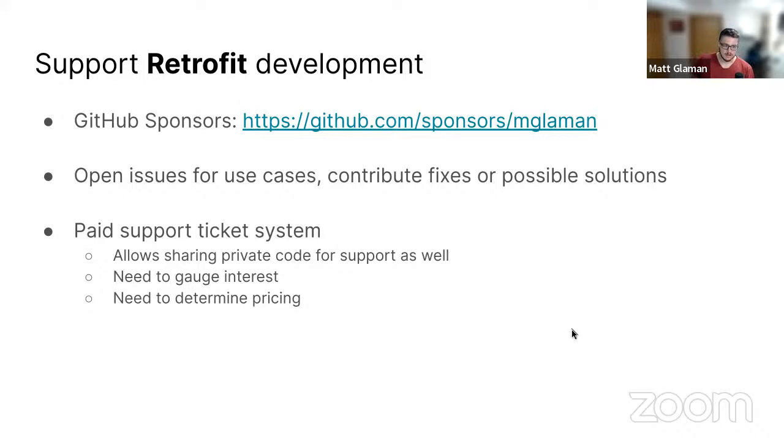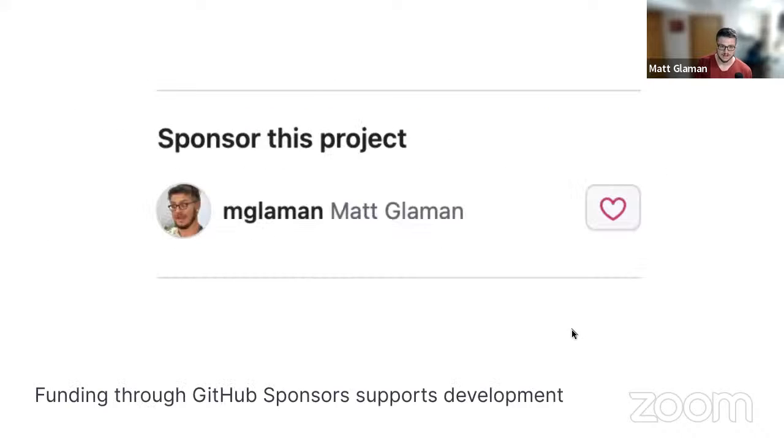I have also thought of doing a paid support ticket system. Haven't yet because I haven't gotten feedback on it, but the idea would be, on top of GitHub or beyond GitHub, a private ticketing system so you could share private code or specific requests. I need to gauge the interest and determine pricing on this, but that would be one way to fund development of Retrofit, but also give back to people who are funding it and help them advance on their project. Oh, there's the GitHub Sponsors thing. I forgot to take that slide out.